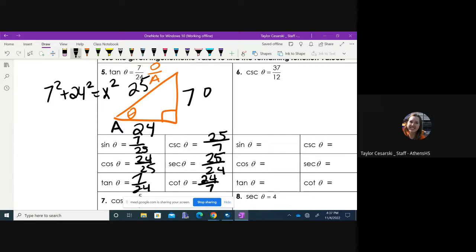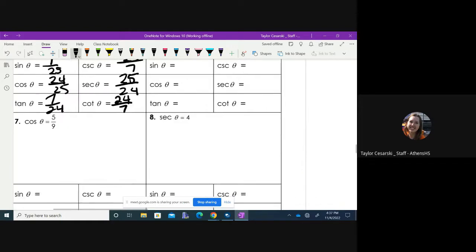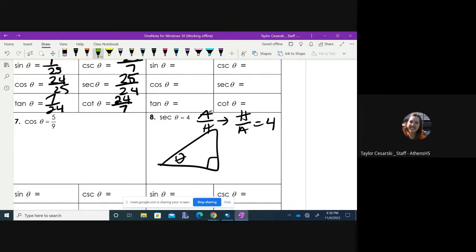All right, let's also do number 8. So secant, remember, is the reciprocal of cosine. So instead of being adjacent over hypotenuse, this means hypotenuse over adjacent equals 4. Okay, so we're going to draw our triangle, put in our theta. So this means I can also think about this as 4 over 1. So that makes the hypotenuse 4 and the adjacent 1.